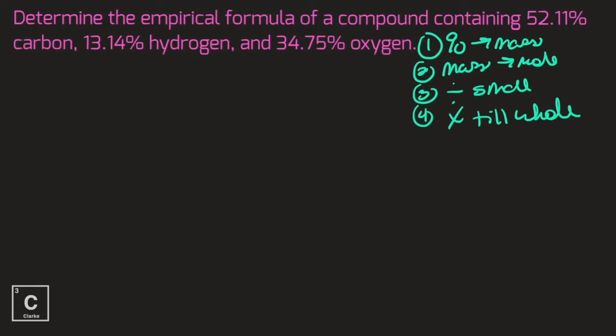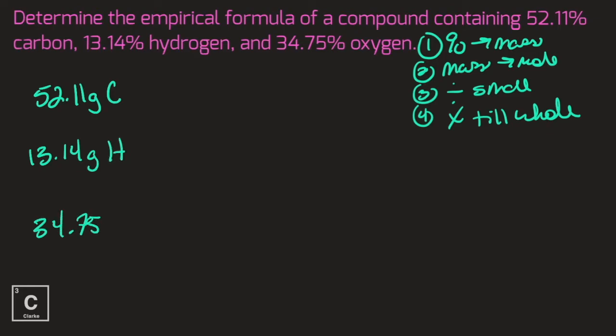Now, this first step, percent to mass, really is not a step. We're just going to take our percents and rewrite them as masses. So instead of 52.11% carbon, we're going to have 52.11 grams of carbon. And instead of 13.14% hydrogen, we're going to have 13.14 grams of hydrogen. And then we're going to have 34.75 grams of oxygen. That takes care of percent to mass.